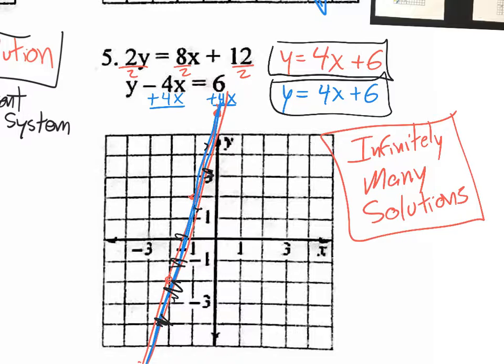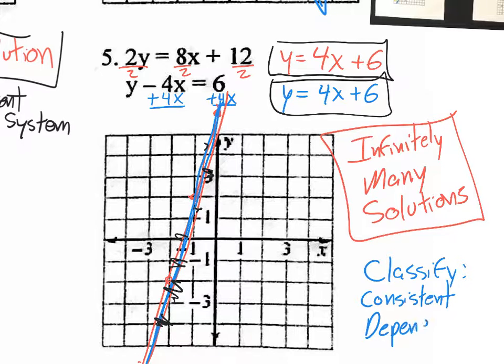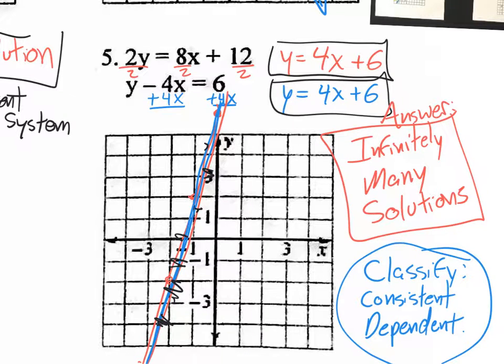Now, it's a completely different story if I ask you to classify it. Let's do that. Classify. What does that mean? Give it a name. So we already know that there is an infinite amount of answers. But if they want us to classify, to give this system a name, that's where we say consistent, dependent. Because the lines land on top of each other. They're dependent. There's an infinite amount of answers. Okay, so the classification is consistent, dependent, but the actual answer, when I'm asking what are the two numbers that work, well, there's an infinite amount of numbers that work.